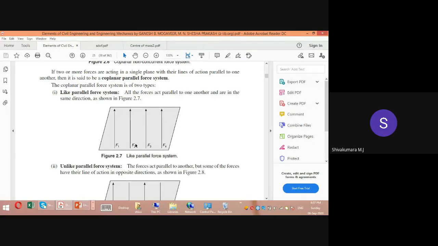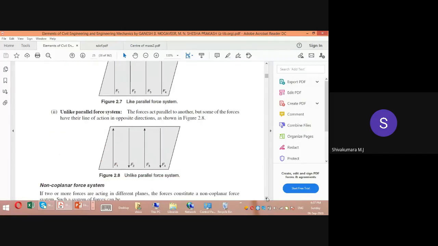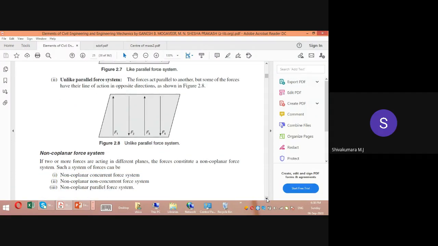If the direction of F2 was downwards, then this would not be a like parallel force system. It would be an unlike parallel force system. That is the example given below. F1 is towards up, F2 towards down, F3 towards up, F4 towards down. All are parallel to each other, but the direction of F2 and F4 is opposite to that of F1 and F3. So this is also a parallel force system, but an unlike parallel force system. Whenever it comes to parallel, the magnitude of all the forces is the same. These two are the diagrammatic representations of coplanar parallel force.